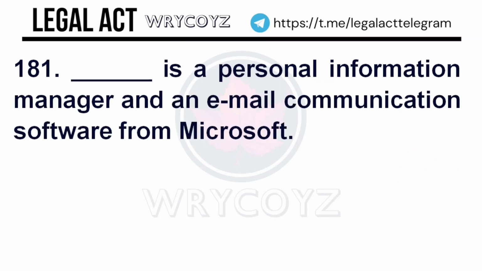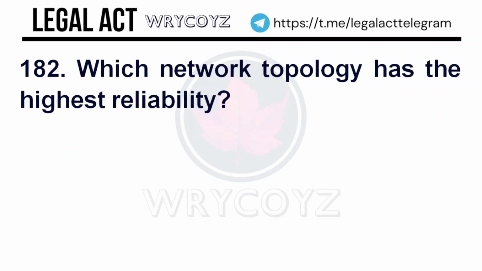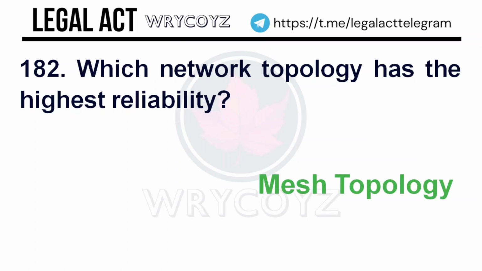181. Dash is a personal information manager and an email communication software from Microsoft. The answer is Outlook. 182. Which network topology has the highest reliability? The answer is mesh topology.